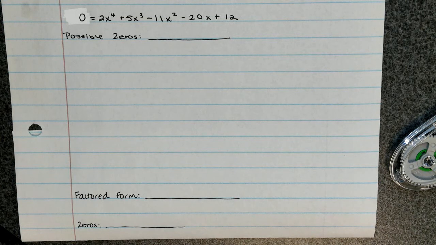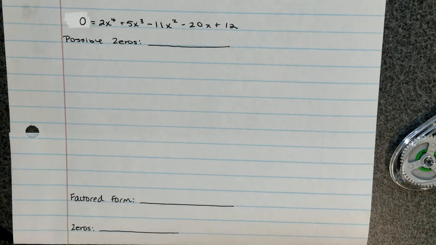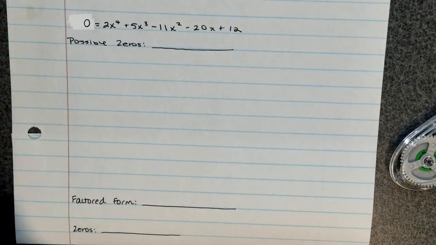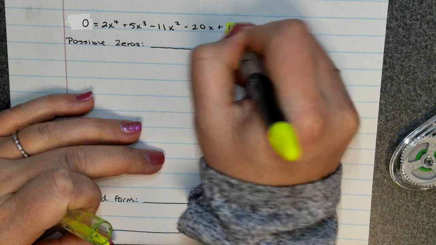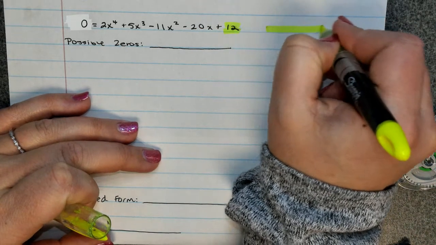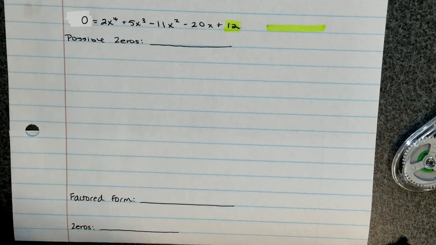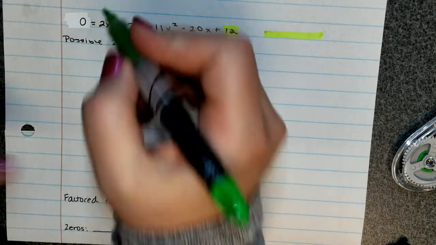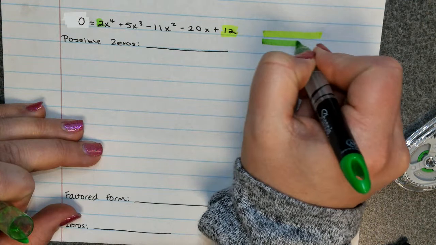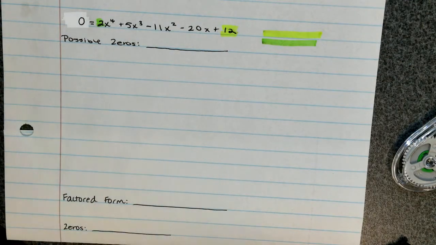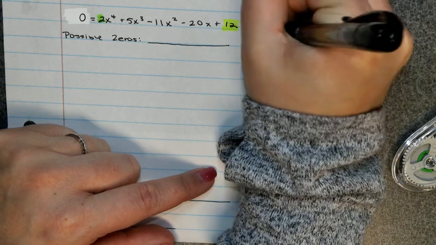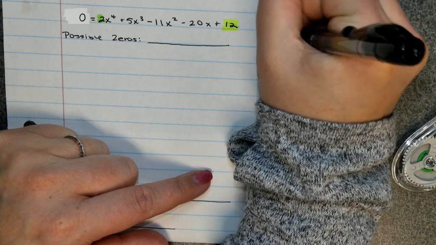So our possible zeros. Remember from the front side of our notes that we're looking at factors of the constant, so this number here, 12, over the factors of the leading coefficient, which in this case is 2. So that's going to be our possibility of zeros. So factors of 12 over factors of 2.